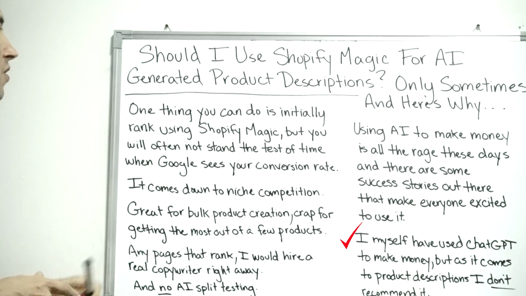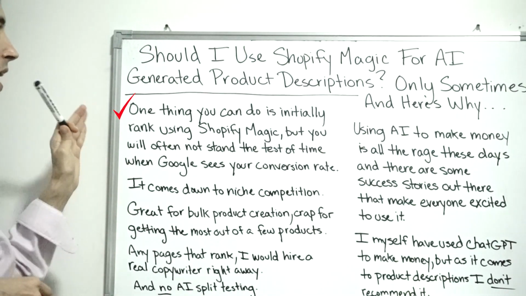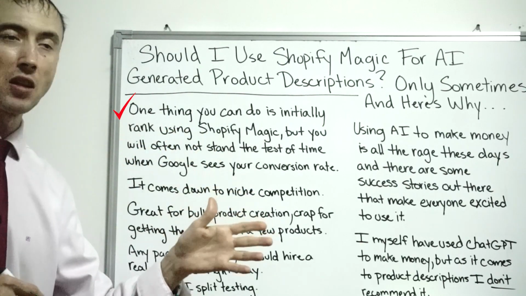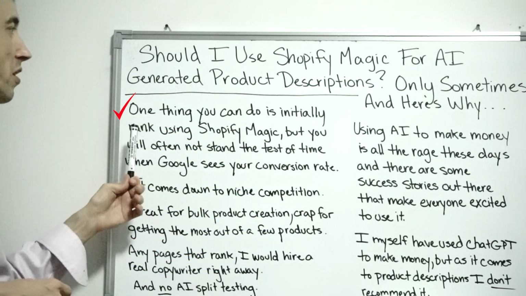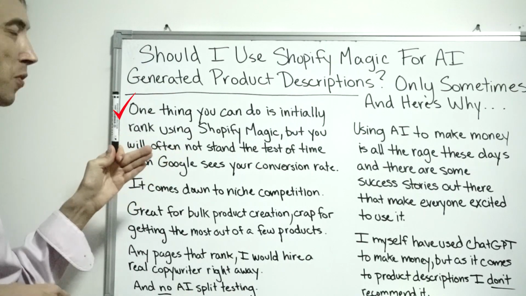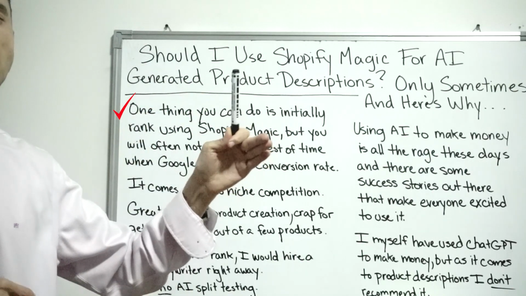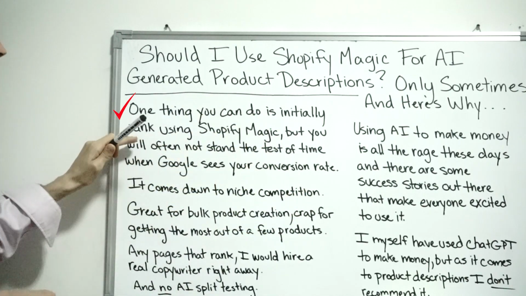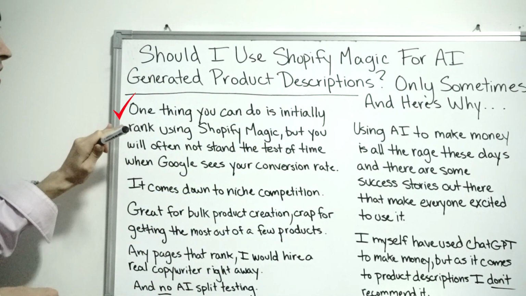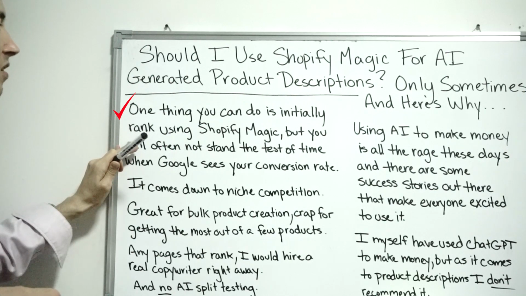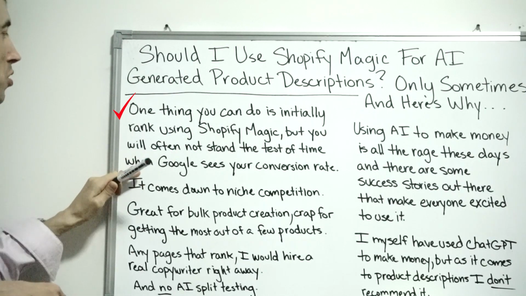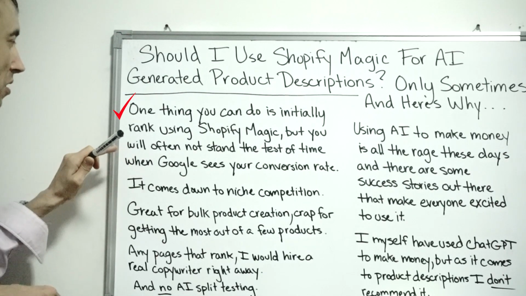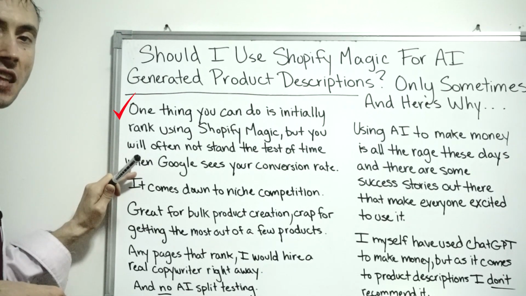One thing you could do with AI-generated product descriptions using Shopify Magic or other apps that do this is initially create your descriptions for a bunch of products, which would take you a long time or a lot of money hiring copywriters to write. But just because you rank organically using that doesn't mean that ranking is going to stand the test of time.